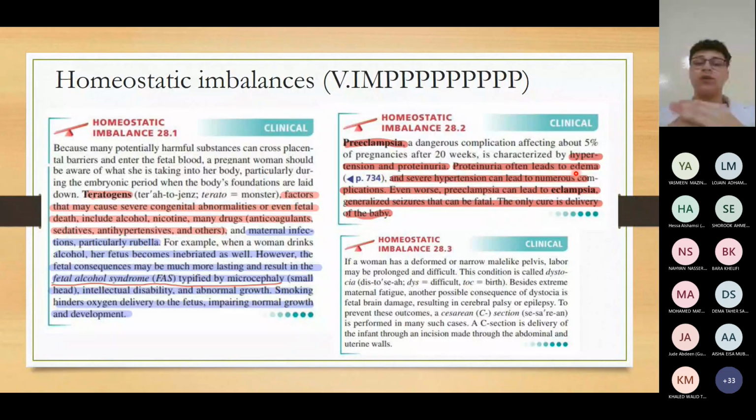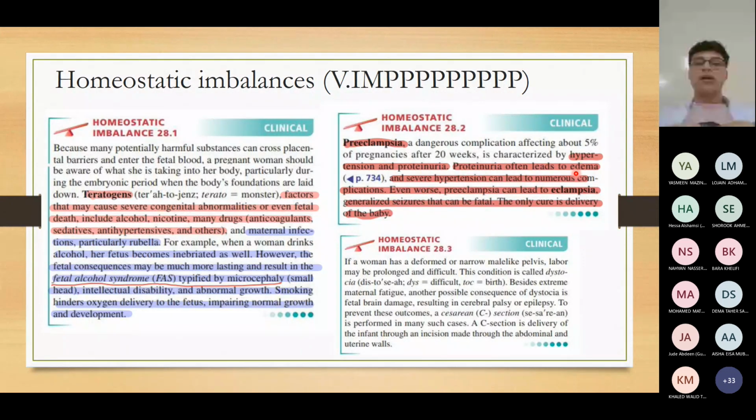Okay, for the last homeostatic imbalance, I want you guys to focus. Now, whenever the baby is being delivered, let's say a normal delivery, from where does the baby pass? From the vaginal canal, right? So whenever the pelvis isn't big enough, isn't flexible enough, there are conditions that can affect the delivery of the baby. So what doctors usually do is they don't do the normal delivery, they do what we call a cesarean section, basically where they open the uterine cavity and take the baby out instead of moving the baby through the vaginal canal, a normal delivery basically. And it is called dystocia.